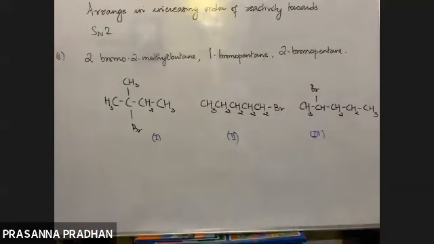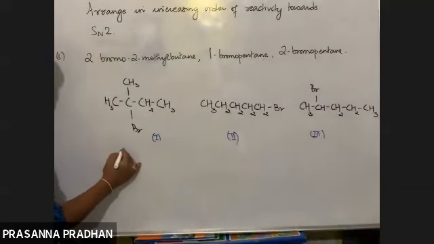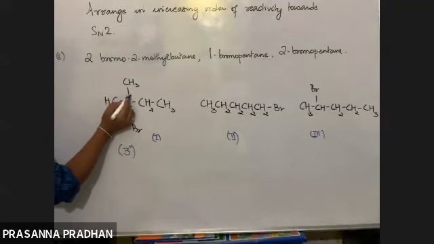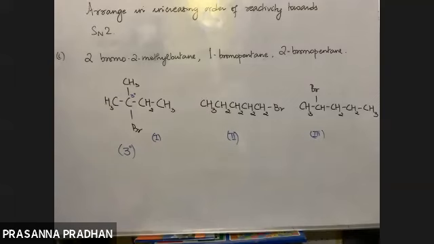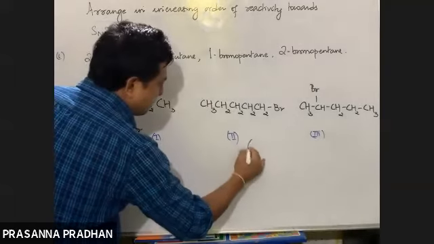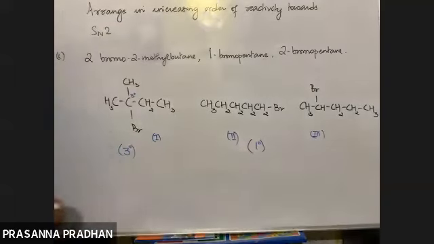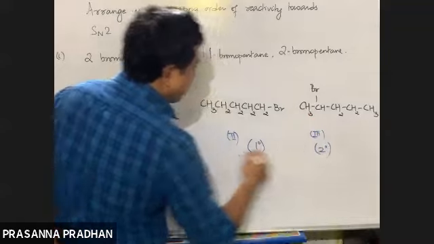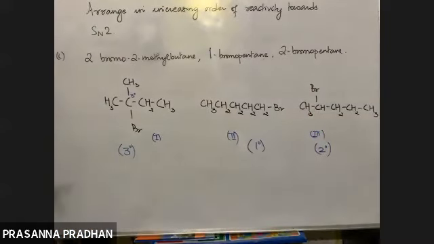Now we have to look at the nature of this alkyl halide. So this alkyl halide, I think it's an example of a 3 degree alkyl halide, since the halogen is bonded through a 3 degree carbon. Yes, and this is an example of a 1 degree alkyl halide. And here the halogen is attached to a 2 degree carbon. So this is an example of a 2 degree alkyl halide. So I think the steric hindrance is maximum out here.